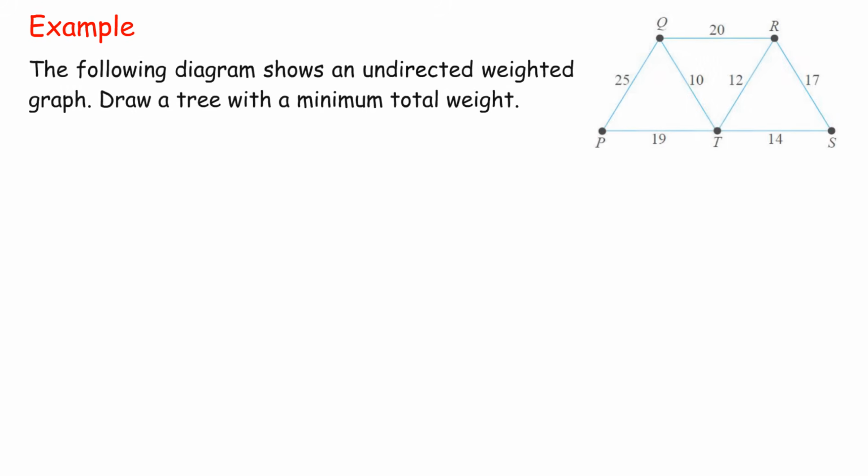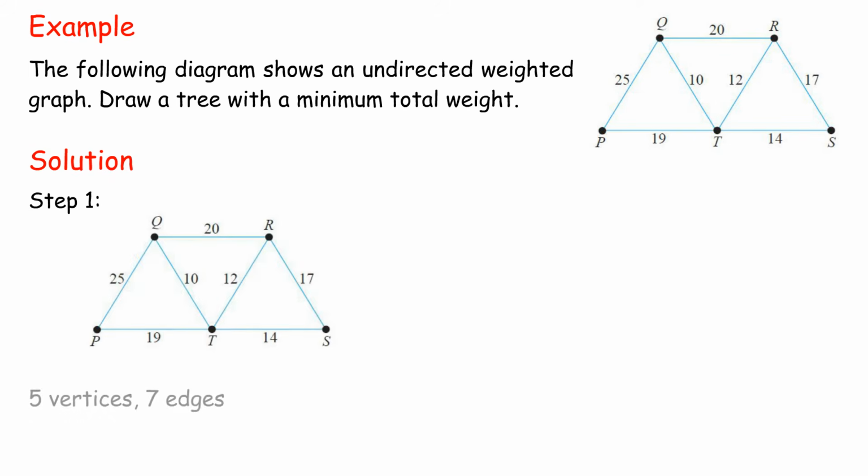Example: the following diagram shows an undirected weighted graph. Draw a tree with a minimum total weight. Solution: Step 1, 5 vertices, 7 edges, 3 edges to be removed. Remove edges with the greatest weights, PQ, QR, PT. The graph above is not a tree, because vertex P is not connected to the other vertices. 3 edges, RS, ST and RT, connect 3 vertices only.